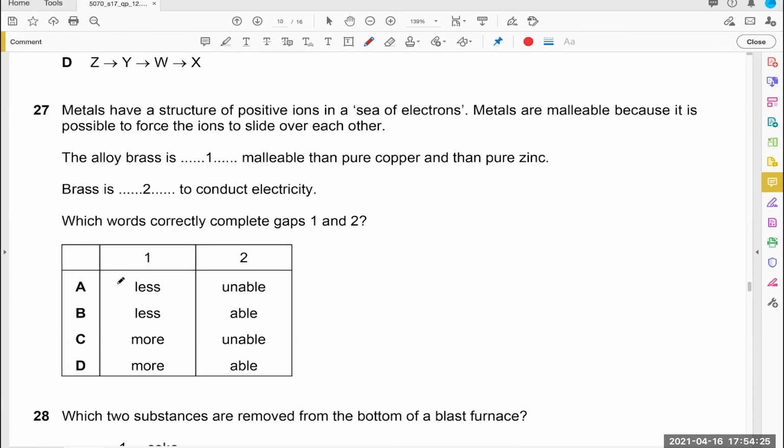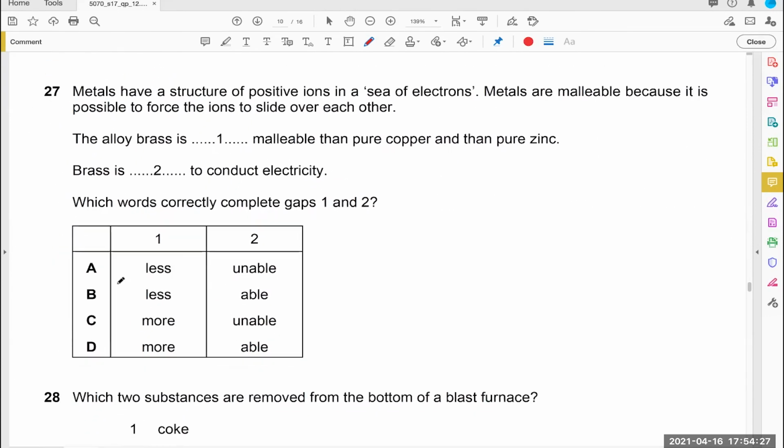Question 27: metals have a structure of positive ions and a sea of electrons. This question repeats so often. Let's see. The alloy brass is less malleable or more malleable than pure copper. Alloys are traditionally less malleable because in metals the rows of atoms are the same size, while in alloys the atoms are of different sizes. Because of the different sizes, it becomes difficult to bend them. So they are less malleable.